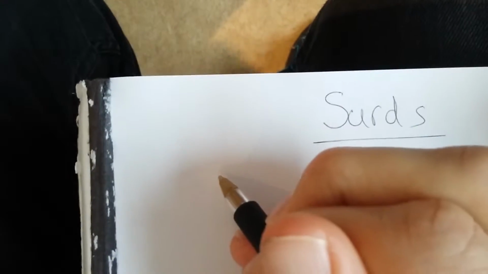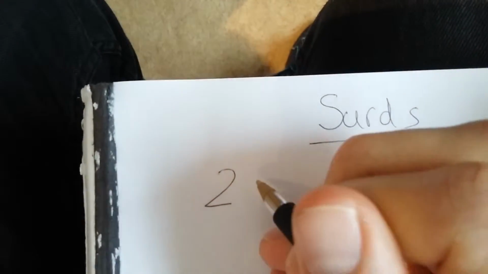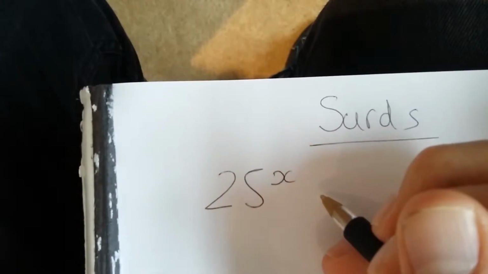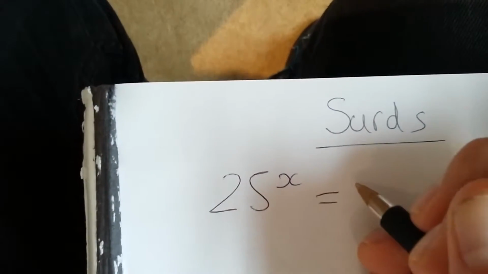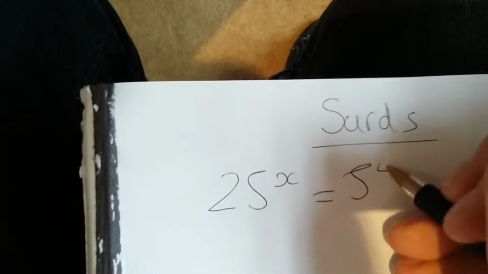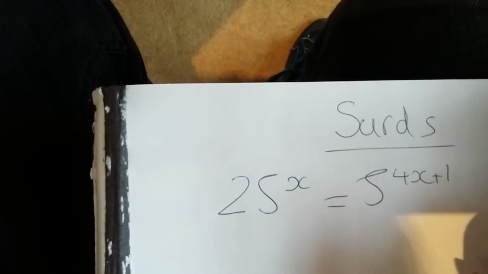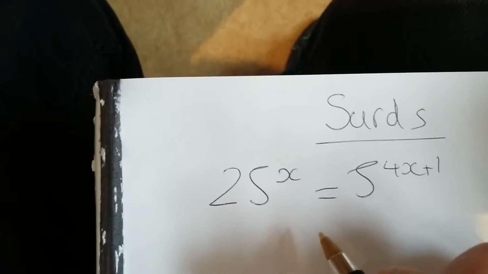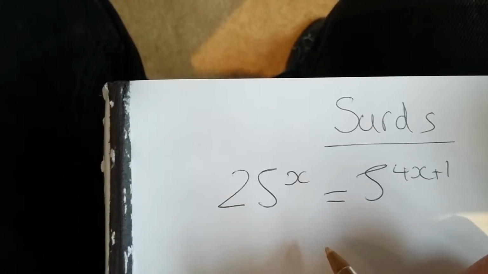Okay, so today we're going to be looking at a Surds question, and it's an algebraic question in relation to Surds. So we have 25 to the power x equal 5 to the power of 4x plus 1. Okay, so what we need to do is solve the equation and find a value for x.